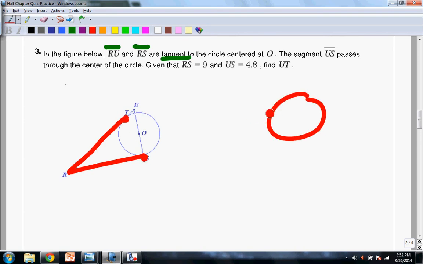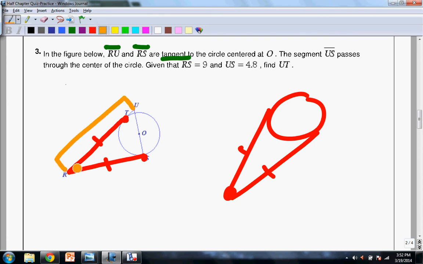First off, you should notice that RS and RT are arms of a tan-tan angle. That means they're congruent. So those two are congruent. Then we have this segment here, which is R to U. Let's see what other information we're given here. US passes through the circle center. RS is 9. So we just found from here to here is 9. And US is 4.8. So US is from here to here.